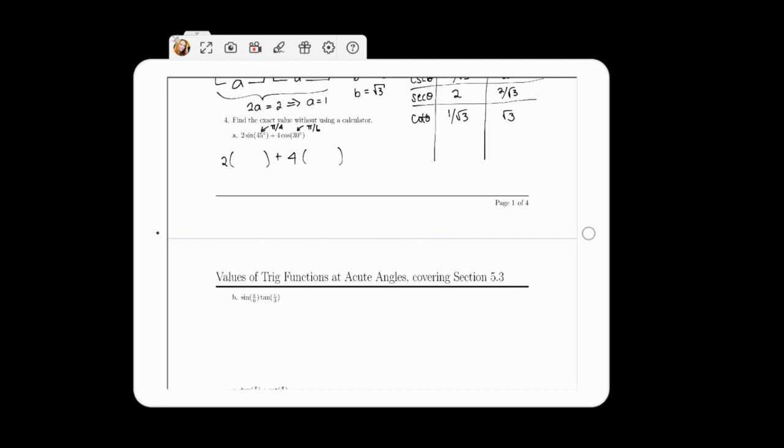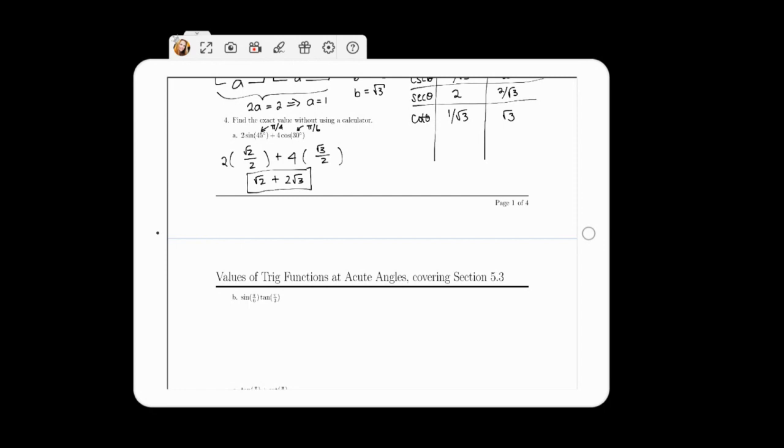And now because we memorized, we know the sine of 45 degrees is root 2 over 2. And we know the cosine of 30 degrees is root 3 over 2. And so simplifying our answer, we get root 2 plus 2 root 3. Okay, so this is just one small step, but it's applying what we did previously.